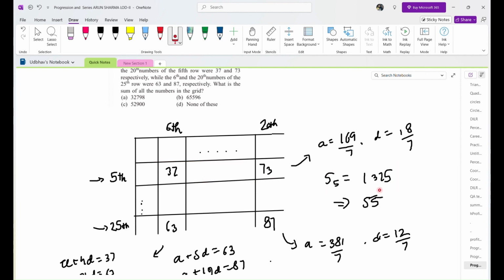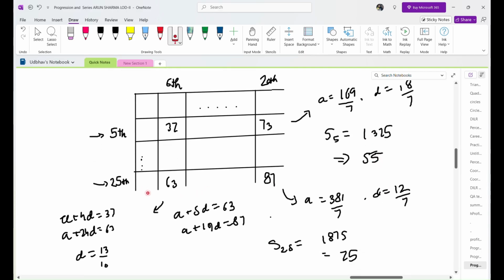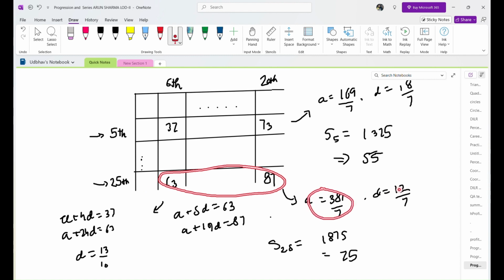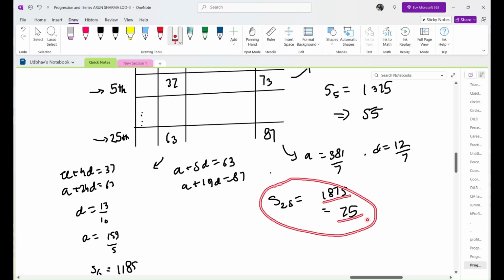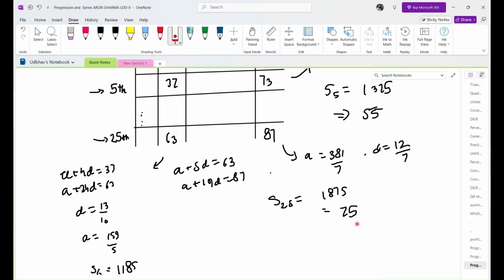And how many numbers are there in the fifth row? 25 numbers. So what will be the average number in each block? Total sum divided by number of terms. Total sum is 1375 and there are 25 terms, so dividing by 25 we get 55. Similarly, we'll find the average of this. First we'll find A and D again. Similarly, we get A as this, D as this, and the sum of the 25th row is 1875, and when we divide it by 25 we get 75.